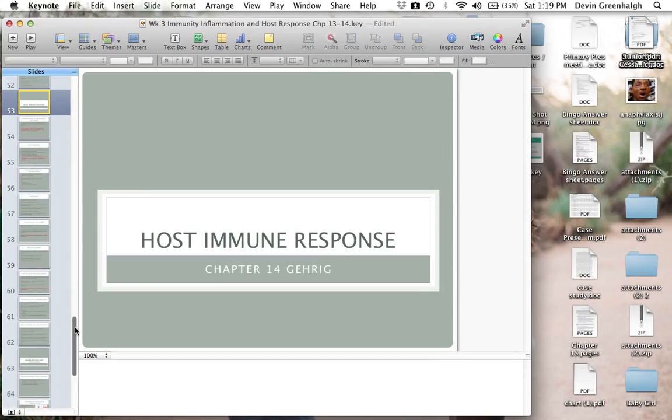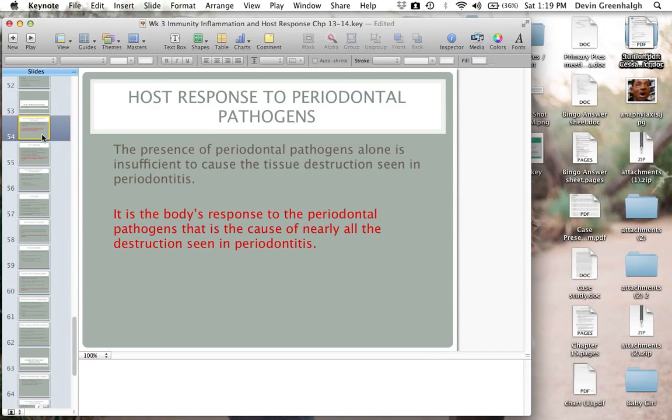Alright, so now let's talk about the host's immune response, so the person's immune response. Host response to periodontal pathogens. The presence of periodontal pathogens alone is insufficient to cause tissue destruction. So, just having a pathogen in your mouth by itself is not enough to cause the destruction of tissue that we see in periodontitis. It's the body's response to the pathogen that causes the destruction. So, does the bacteria in your mouth alone cause destruction? No. Does the way your body reacts to the bacteria cause destruction? Yes.